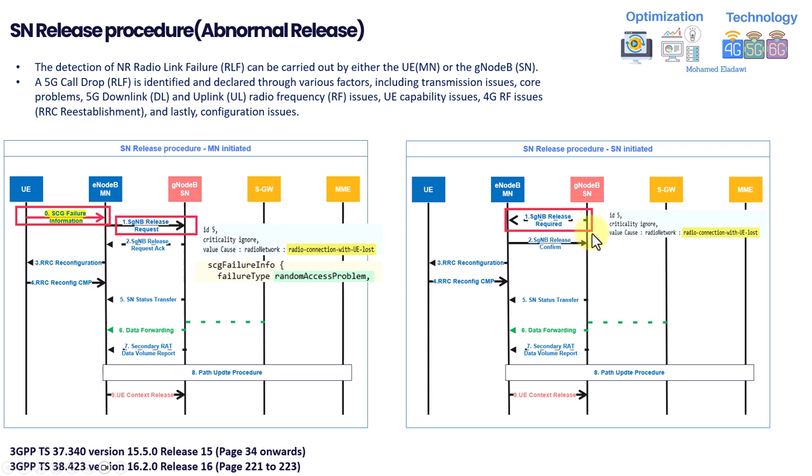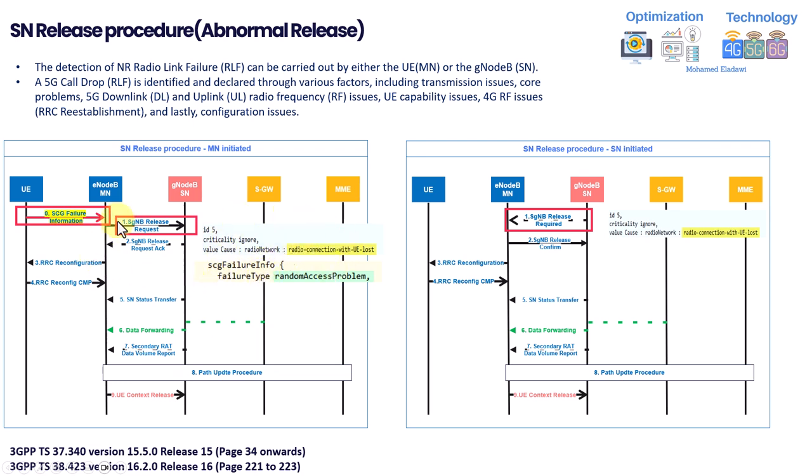Here it's exactly the same compared to the normal release, no differences except the cause within the SgNB release required. Instead of, for example, user activity, this time it will be radio connection with UE lost. The causes for this radio connection lost with UE can be different, but for example the main causes can be that you lost the downlink. For example, the gNB is forwarding data and the downlink maximum RLC is reached. I will explain this one in detail. One other issue can be transport issues. I will explain this part. So this is just the general call flow for the abnormal. Whenever you have abnormal, this is what you're going to see.